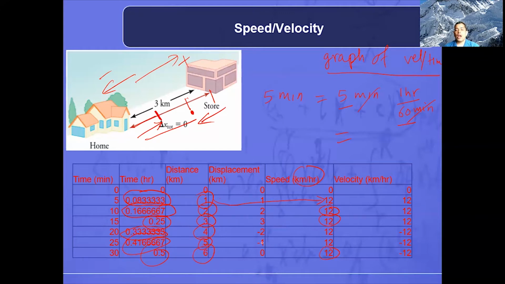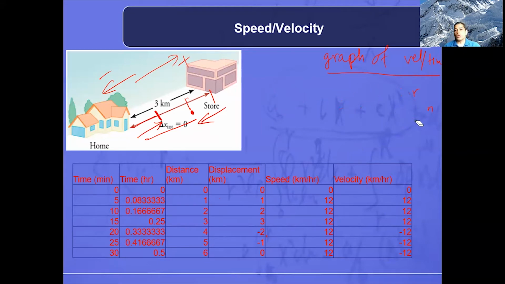Okay, so how about the velocity here? Velocity up to here is the same as speed. But what happens here now? She's traveling -2. That's why you have -12 kilometers per hour. So from here to here is -12. Okay, so that's the difference between speed and velocity. Now we use this data and plot the graph. Okay, let's use this data and plot the graph.